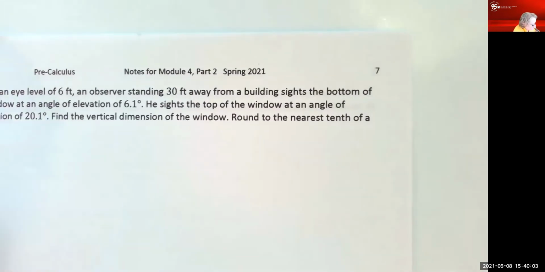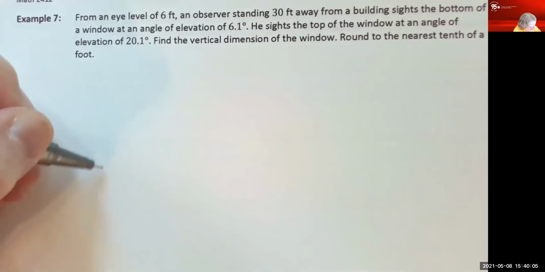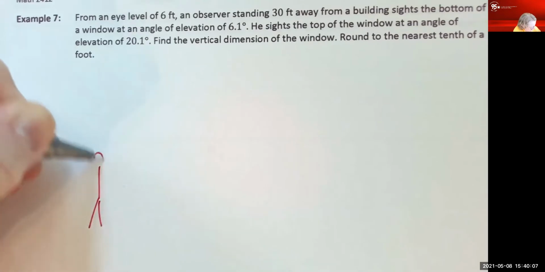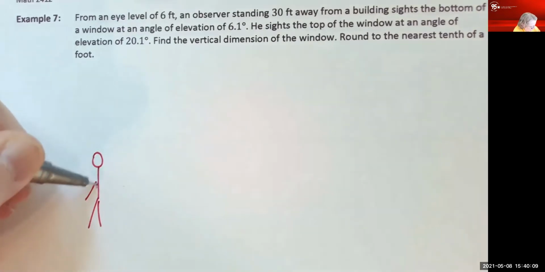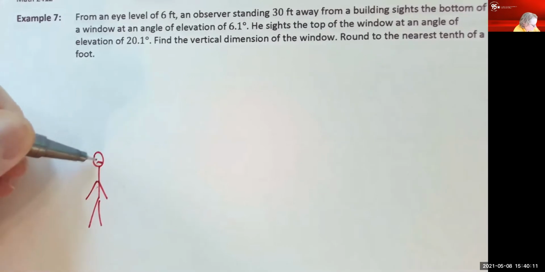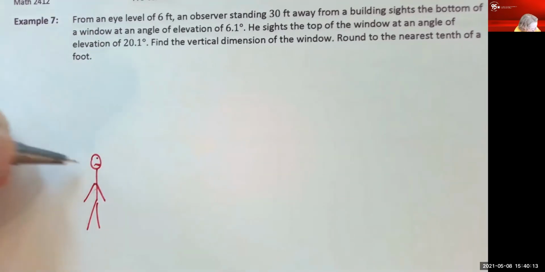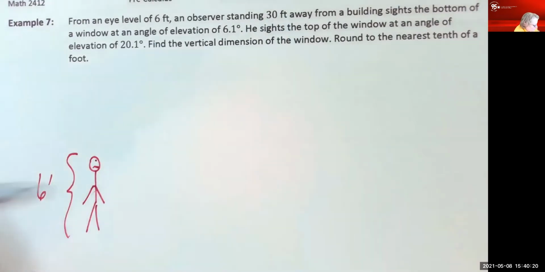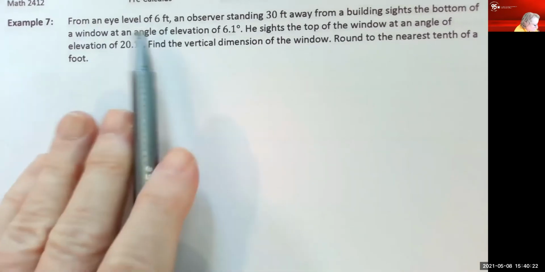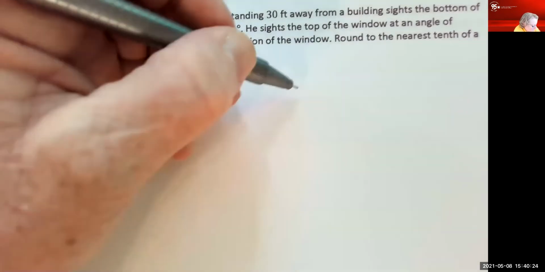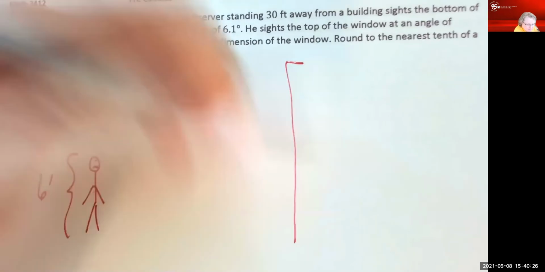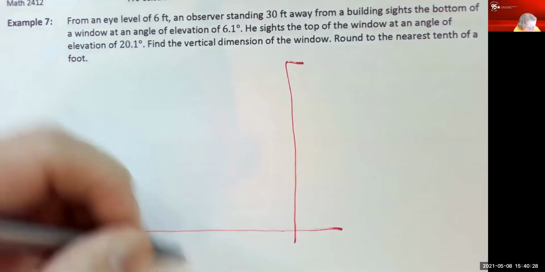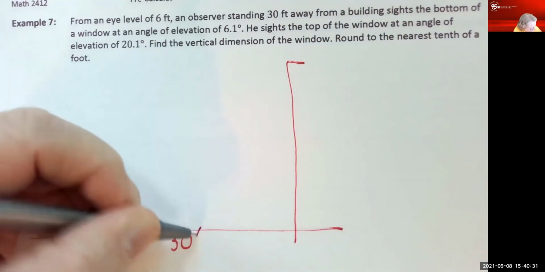Okay, see, we have a 6-foot high figure. And let's see, 6 feet. From their point of view, when they're 30 feet away from whatever it is, let's make this, we've got 30 feet.